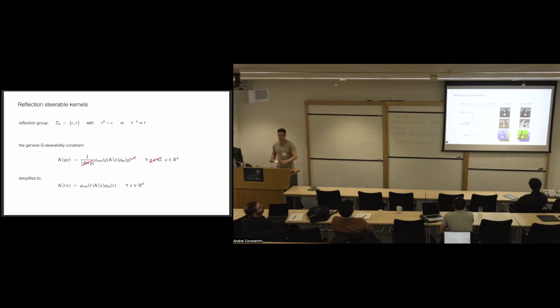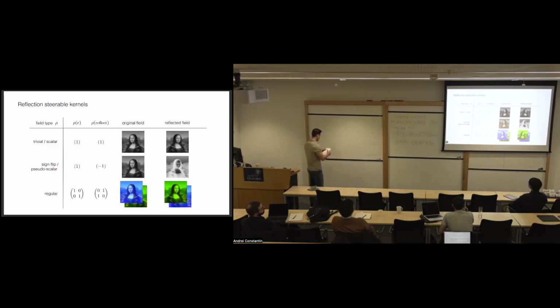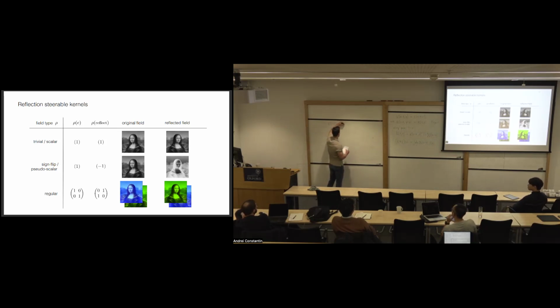And now we can look at different representations of field types and try to solve that kernel constraint. So let me first write down the constraint again. We have that a spatially reflected kernel is equal to acting with rho out of the reflection on the non-spatially transformed kernel, and then you have rho in of R.